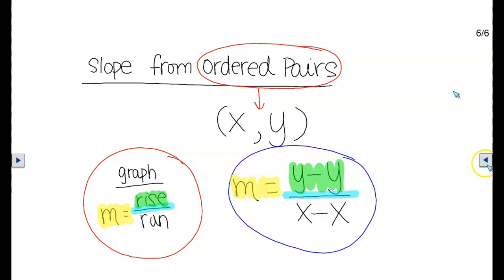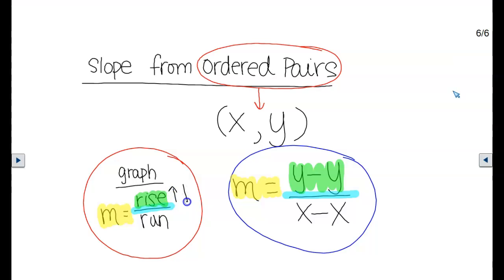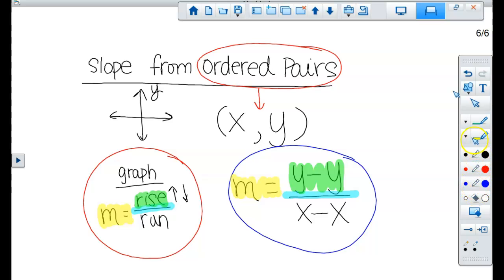Now I want to talk to you about why that makes sense. You're going to rise with the y's. Rise could go up or down, and if you think about a graph, the axis that goes up and down is the y-axis. So rise is associated with y. Rise is up or down, y goes up and down. So y minus y.